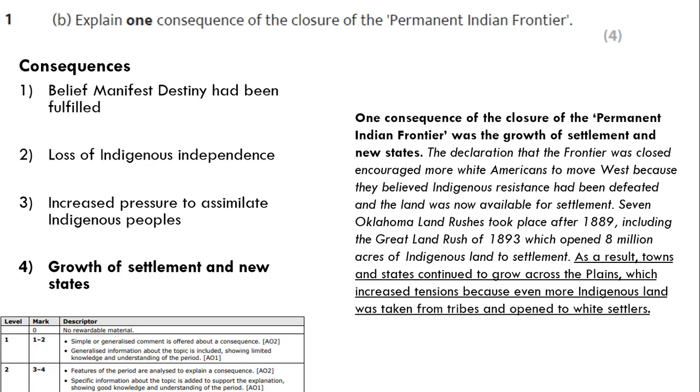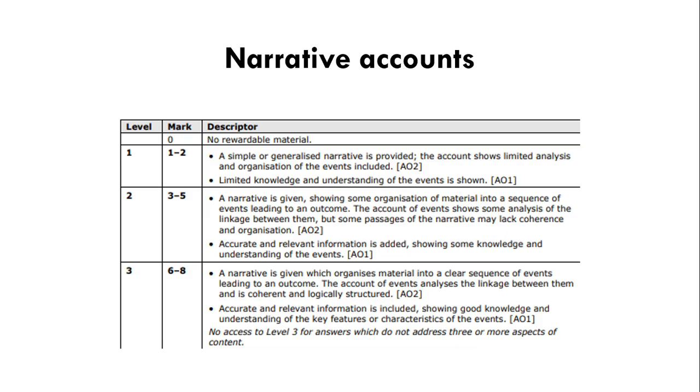So a really strong one here, saying that it led to more settlement, new states, more indigenous land was now settled because that frontier had gone. So I would say for this question, consequence 1 and consequence 4 are your strongest consequence options here. 2 and 3 are okay, but they're not as strong. Let's look now at the narrative accounts.